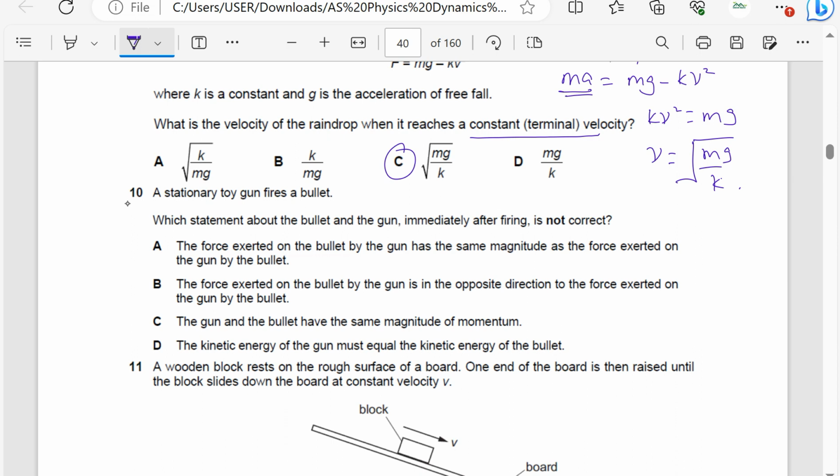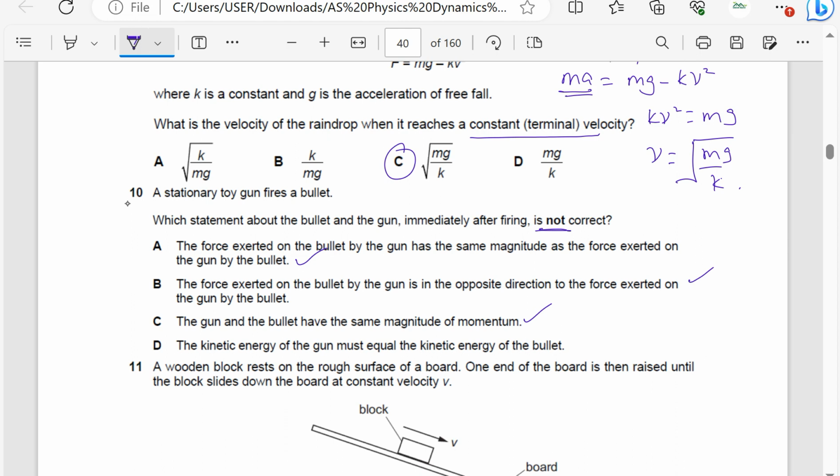The force exerted on the bullet by the gun has the same magnitude as the force exerted on the gun by the bullet. That is Newton's third law, which is correct. But they said is not. The force exerted on the bullet by the gun is in the opposite direction. That is also correct, still Newton's third law. The gun and the bullet have the same magnitude of momentum. That is conservation of momentum.